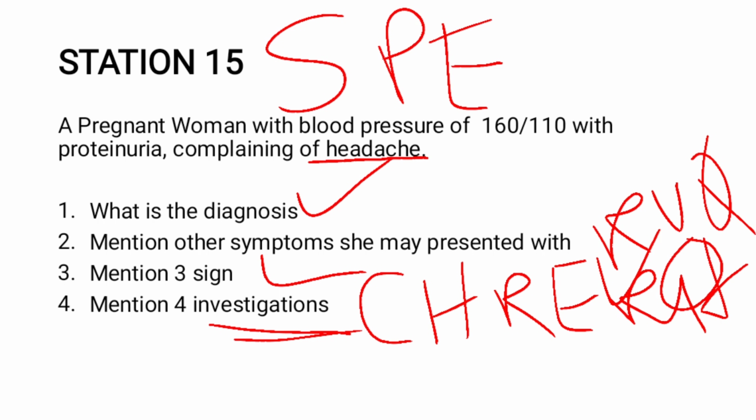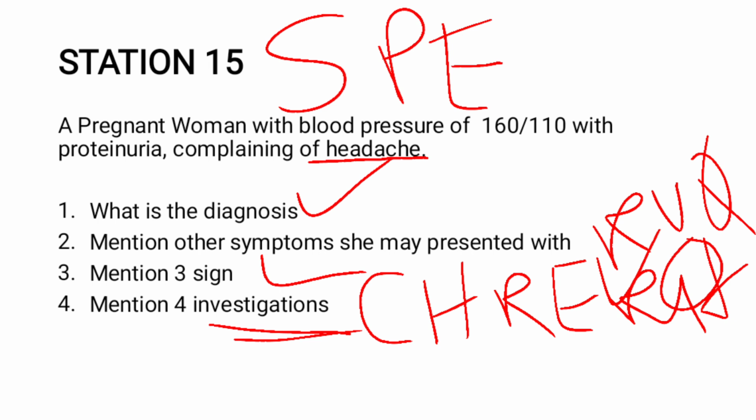Okay, so in terms of investigations, you can do your full blood count. I remember there is talk of HELP syndrome, so full blood count, check for levels of HB, hemolysis, and check for platelet counts. You can also do your LFTs where you check for ALT and AST. Alkaline phosphatase level is not usually helpful because it is usually raised in pregnancy.